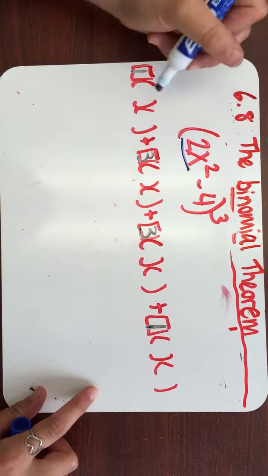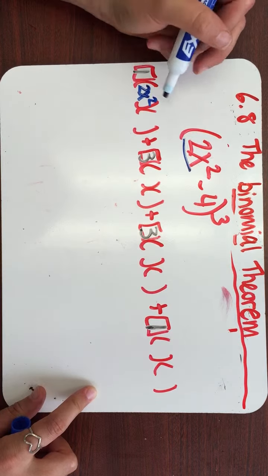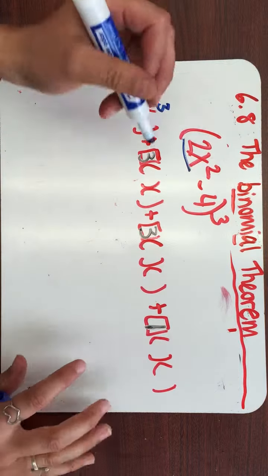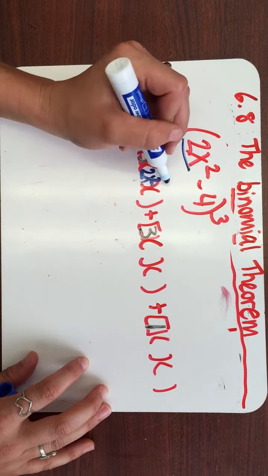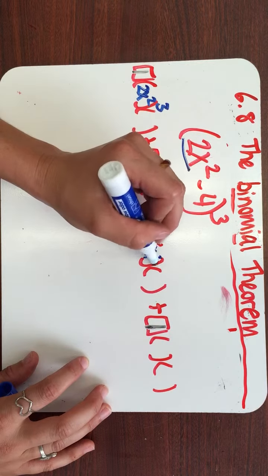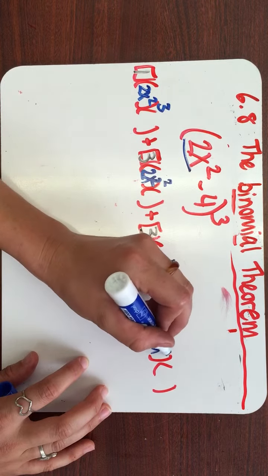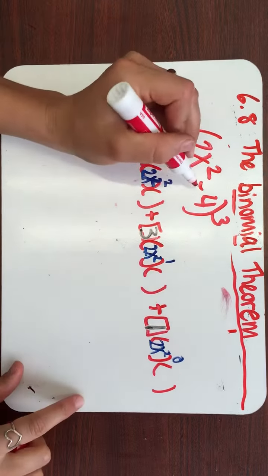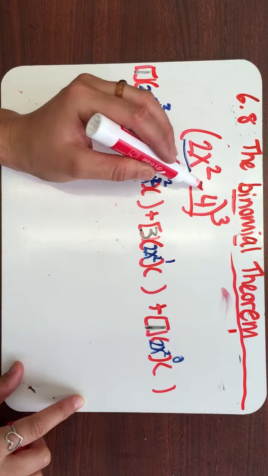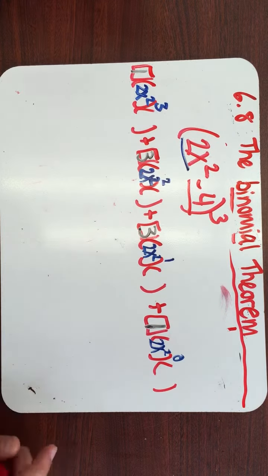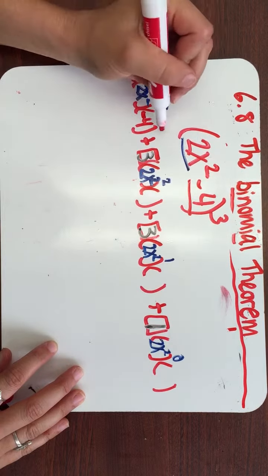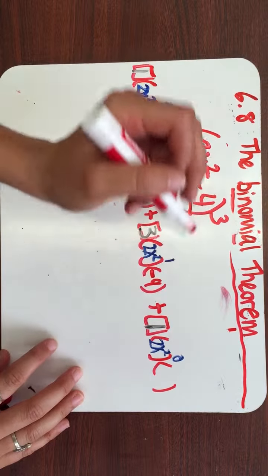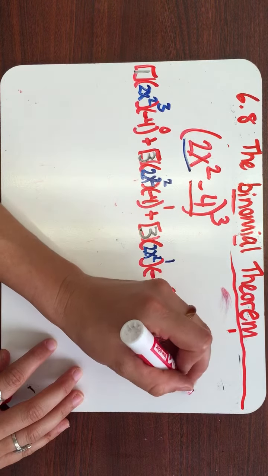So our first term is a 2x squared, and we know that that always starts with the highest degree. So our highest degree here is a 3, and then we'll decrease for these. 2x squared squared, 2x squared to the first, and 2x squared to the 0. Our second term here is a negative 4, and don't forget about the negative with it. So we have negative 4 to the 0, and then you increase. Negative 4 to the first, negative 4 squared, and negative 4 to the third.